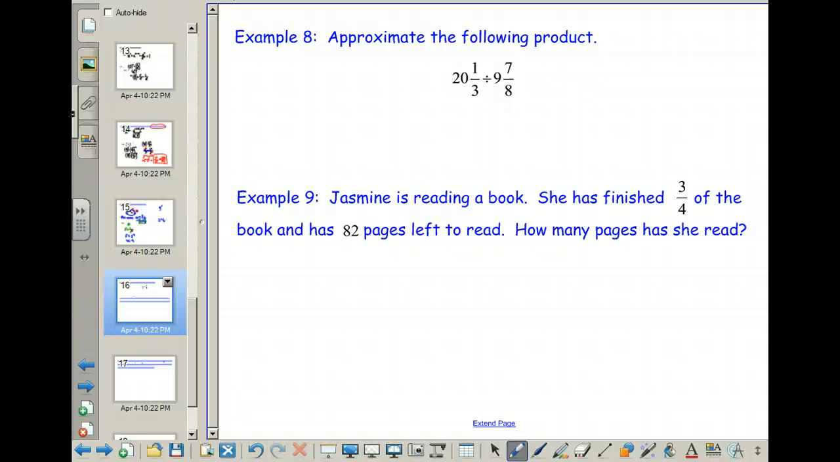What would I like to change 20 and 1/3 to? What would I like to change 9 7/8 to? So that the division is easy. 1/3 and 10, sure. And that's really close, right? 20 and 1/3, I'll change it to 20. 9 and 7/8, well that's nearly 10. And I like those two dividing because they divide easily, right? So the 20 divided by 10 is 2.